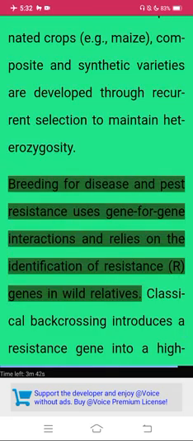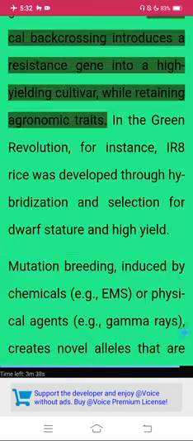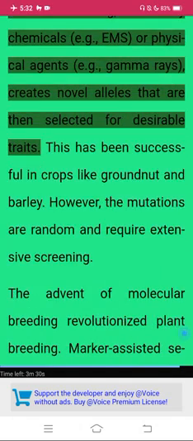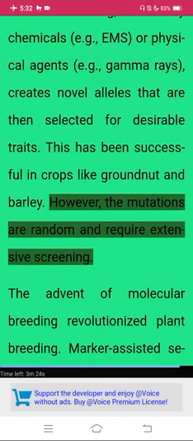Breeding for disease and pest resistance uses gene interactions and relies on the identification of resistance R genes in wild relatives. Classical backcrossing introduces a resistance gene into a high-yielding cultivar while retaining agronomic traits. In the Green Revolution, for instance, IR8 rice was developed through hybridization and selection for dwarf stature and high yield. Mutation breeding, induced by chemicals, e.g., EMS, or physical agents, e.g., gamma rays, creates novel alleles that are then selected for desirable traits. This has been successful in crops like groundnut and barley. However, the mutations are random and require extensive screening.